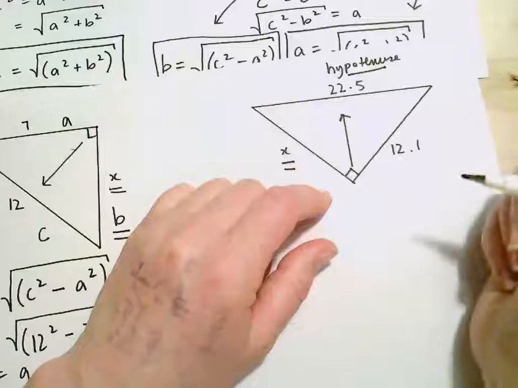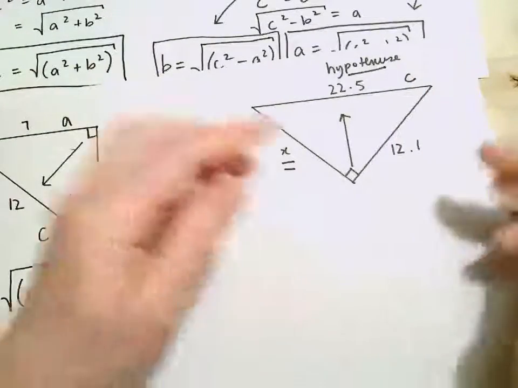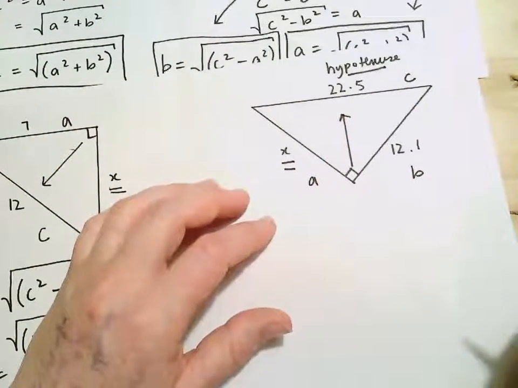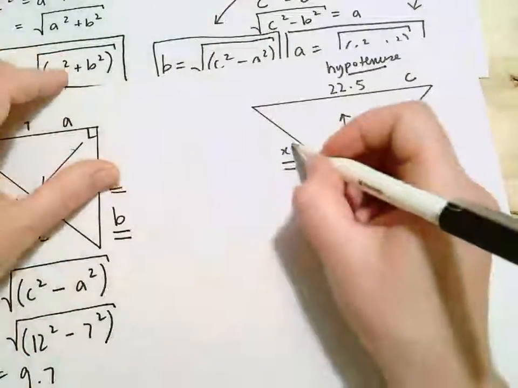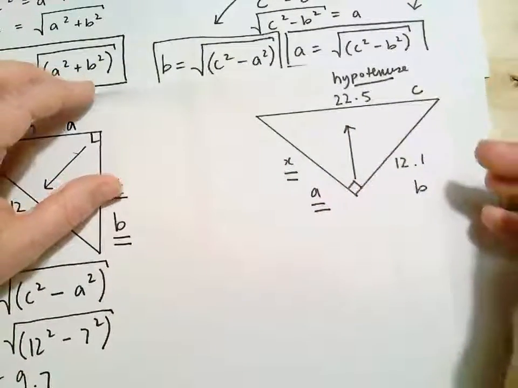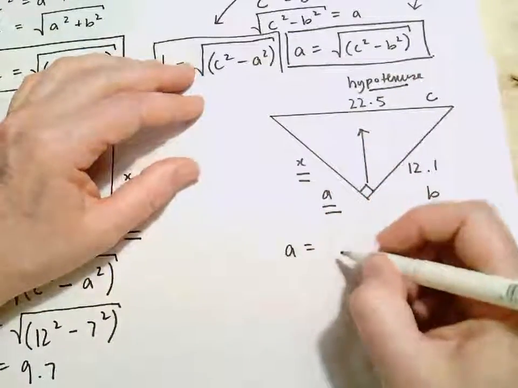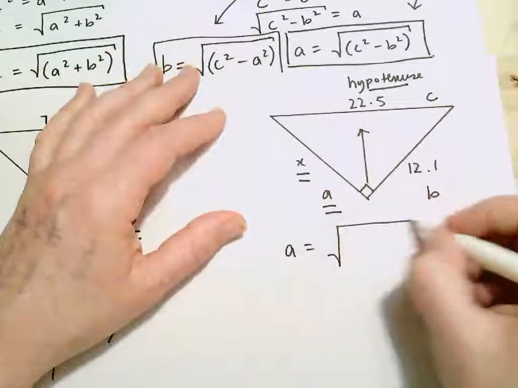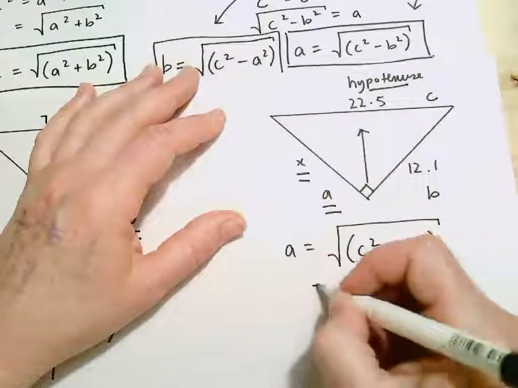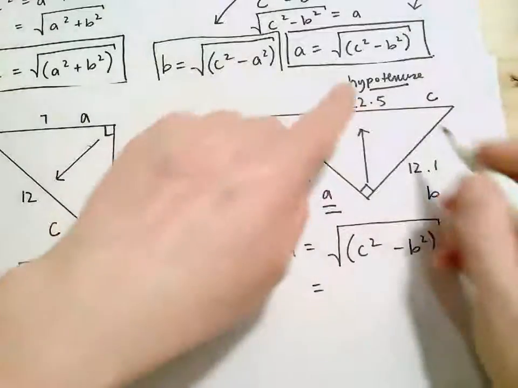What letter do I always have to use for my hypotenuse? I must always use the letter C. A and B, like I said, doesn't matter. I'm just going to go A and B. In this case, I'm trying to find this X, so I'm trying to find my A. So I'm going to use the formula that's got A as the subject. So I'm going to use the formula that says A equals the square root of hypotenuse squared, take away the other side squared. Then I just substitute in.